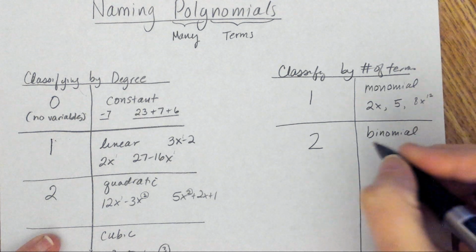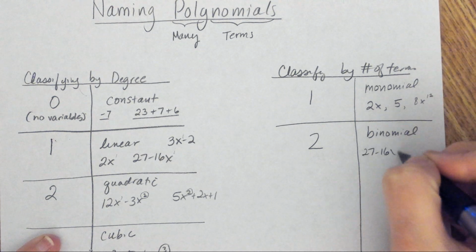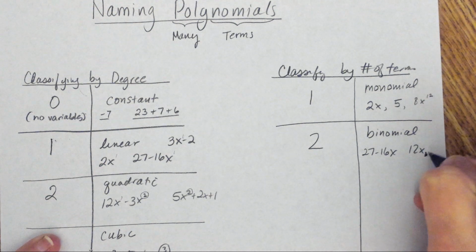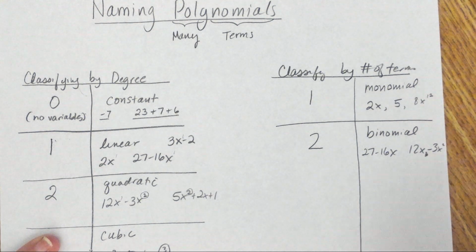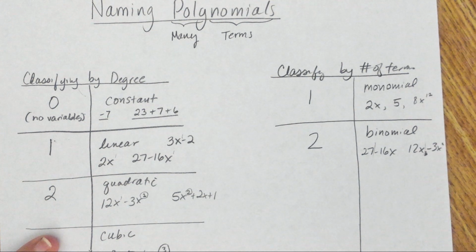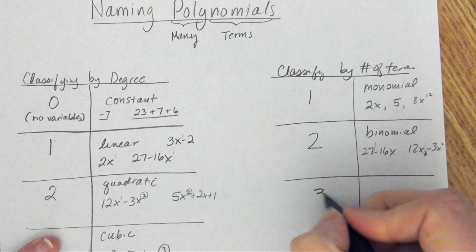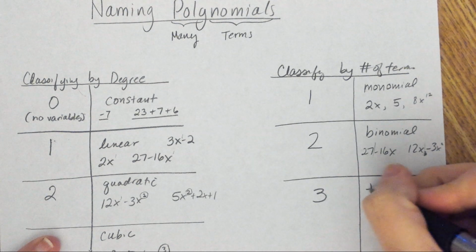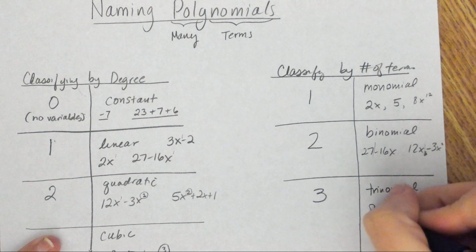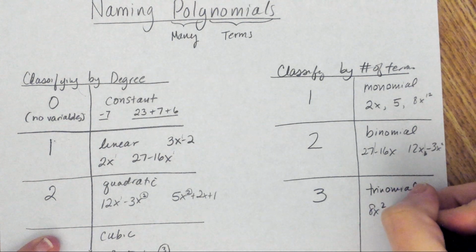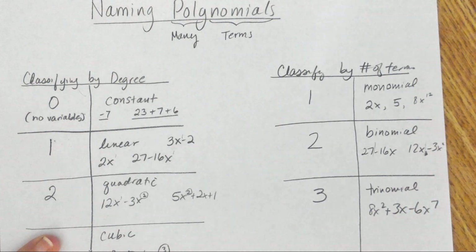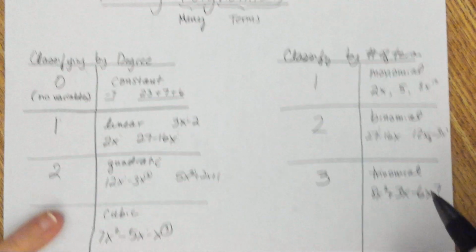Okay? So like 27 minus 12x minus 3x squared. Okay, those are both binomials because if I separate them into terms, I've got 2 terms in each of them. If it's got 3 terms, we're going to call it a trinomial. So that would be like 8x squared plus 3x minus 6x to the 7th. Okay, it's got 3 terms. It's kind of crazy looking, but it's got 3 terms.